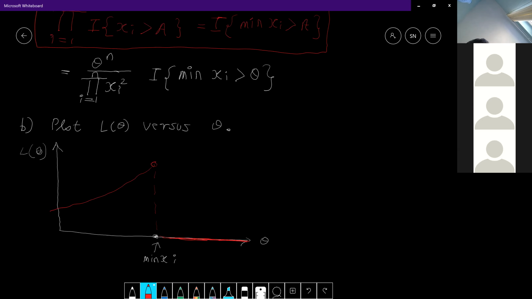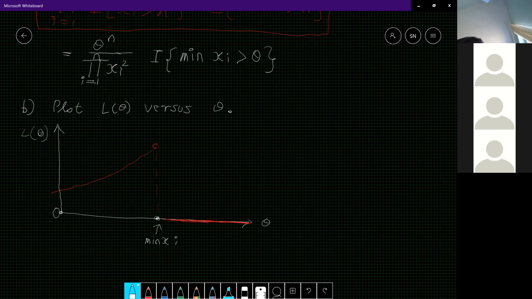Because when theta is less than the min of xi, the indicator is equal to 1, right? And the only factor that depends on theta is theta to the power n, which is clearly an increasing function of theta. When theta is greater than the min of xi, the indicator is 0, so the whole thing is 0. So the function is increasing up to the minimum, and thereafter it takes the value 0. Okay, so that's part B.